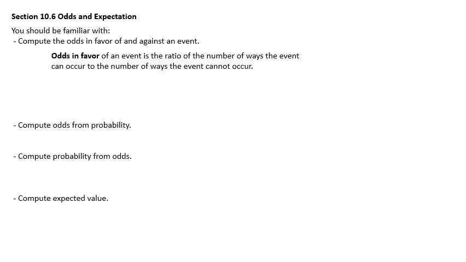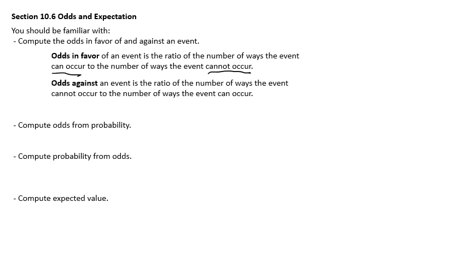The odds in favor of an event is the ratio of the number of ways it can occur to the number of ways it cannot occur. The odds against an event is the ratio of the number of ways the event cannot occur to the number of ways the event can occur. So notice that these are reciprocals of one another. Odds in favor, ways it can to ways it can't. Odds against, the ways it can't to the ways it can.